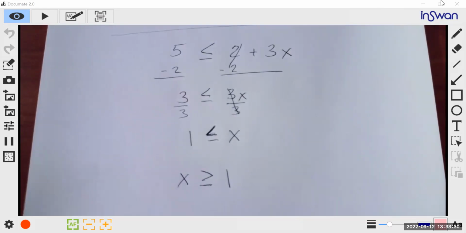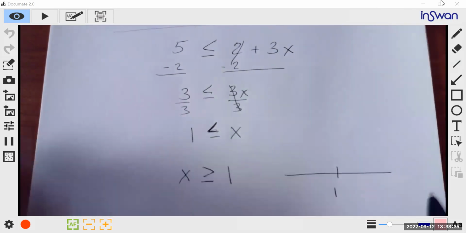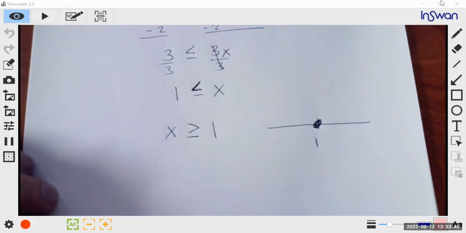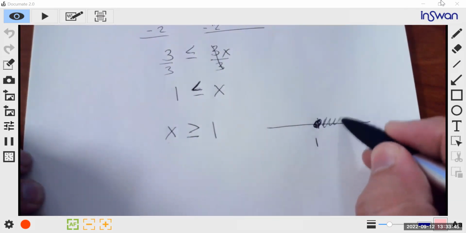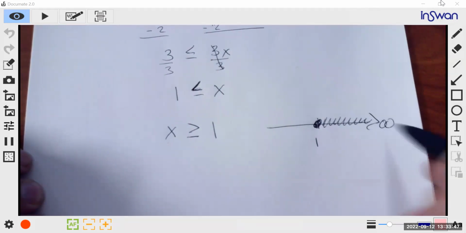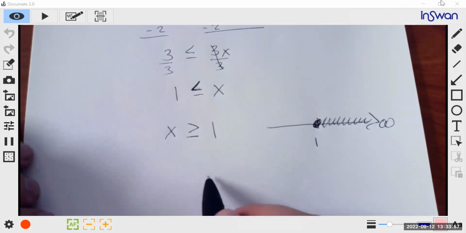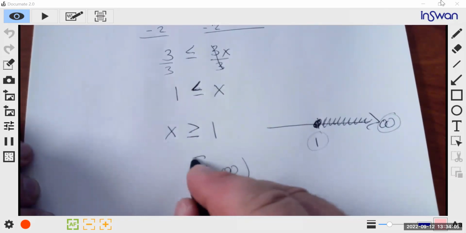The bottom one's much easier, because now I can start with the only number I have, and decide if it's an open or closed circle. And which direction is my line going? Yeah, because x is greater than 1. Since it's greater than, it's going to infinity. That's the graph. My interval notation is going to be starting at 1, going to infinity. And since it's a solid dot, it's a bracket.